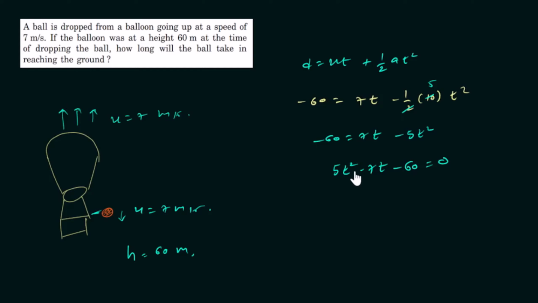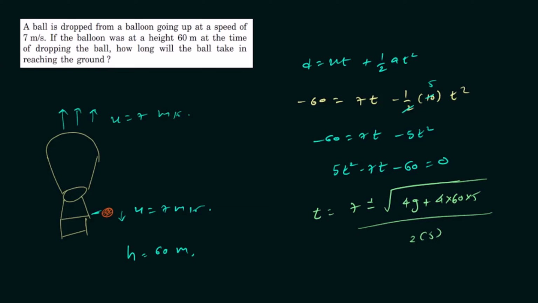Now we have to find the time t, so time is going to be minus b, so it will be 7 plus or minus the square root of b squared minus 4ac, which is 49 minus 4 into 5 into minus 60. So minus minus will be plus, and this is divided by 2 into 5. 4 5s are 20, 20 into 60 is 1200, plus 49, which is 1249, divided by 10.